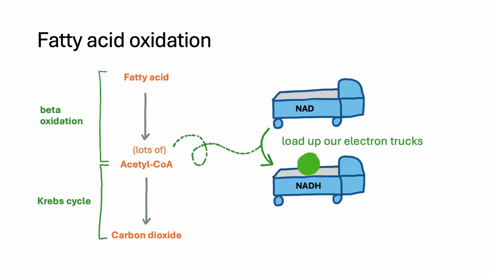And so that's a summary of how we break down our fuels from either a long fatty acid chain or a molecule of glucose. We break that down to carbon dioxide and we load up our electron trucks in the meantime.